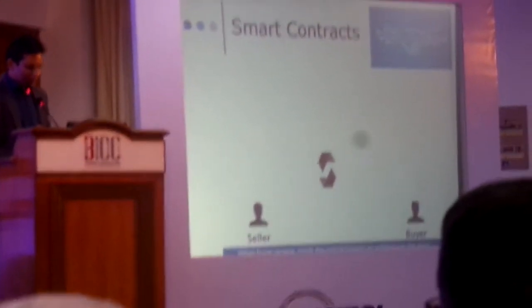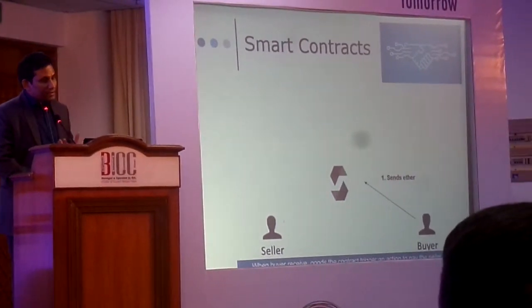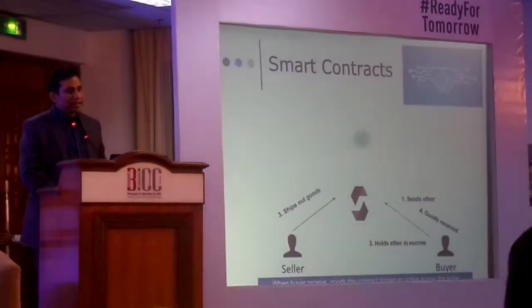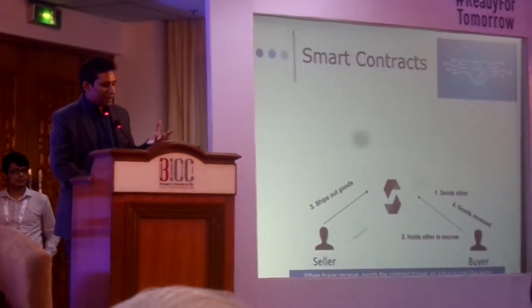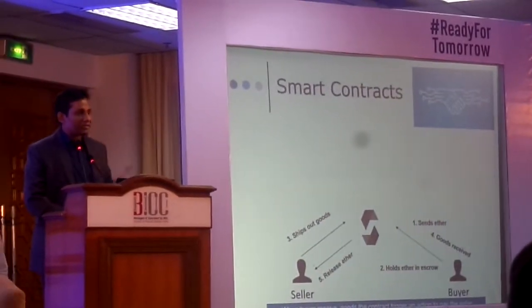How does it actually work? Let's say first, what happened? The buyer sends Ether. What is Ether? Ether is a value token of Ethereum. So the buyer sends the Ether and puts it in escrow, in a deed. And finally, when the seller ships out the goods, on a platform like Ethereum, which is built in Solidity, I'll come to Solidity later, and then sends Ether to the buyer. And finally, the platform releases the funds, and that's the whole transaction.